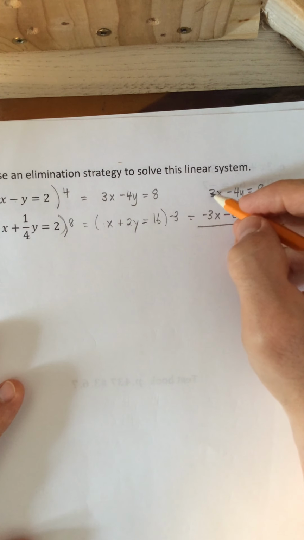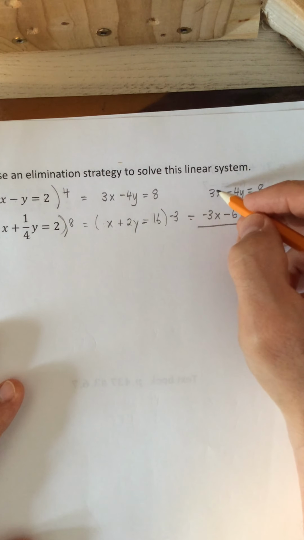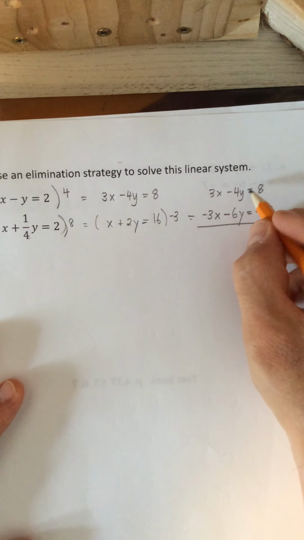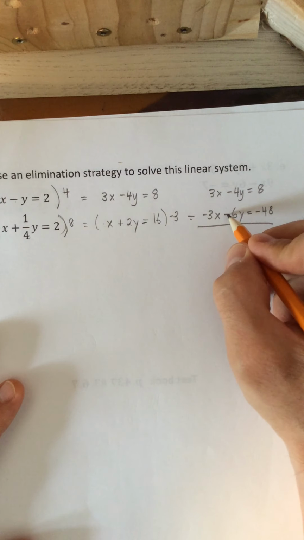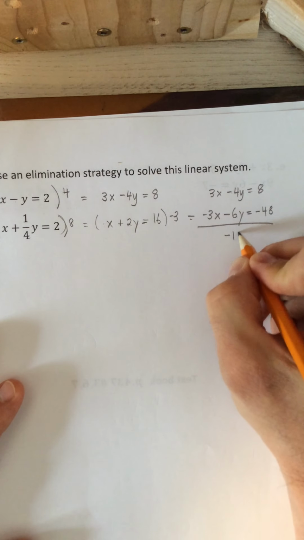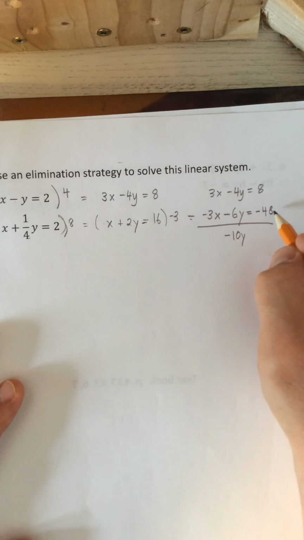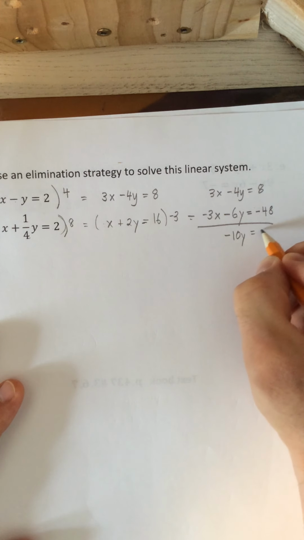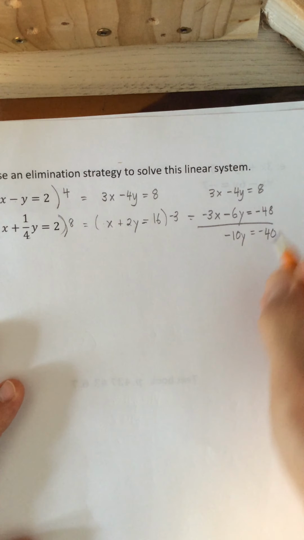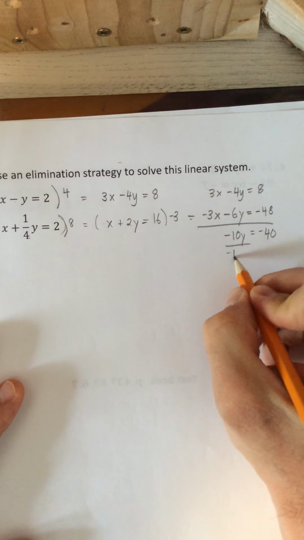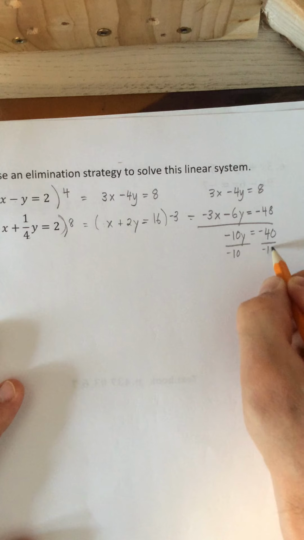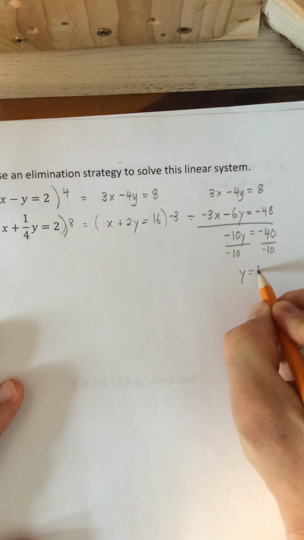So if you look at this, I'm going to add these together again. So 3x plus negative 3x is 0. And then negative 4y plus negative 6y is negative 10y. And 8 plus negative 48 is negative 40. Now if I divide both sides of this equation by negative 10 to isolate y, I get that y is equal to 4.